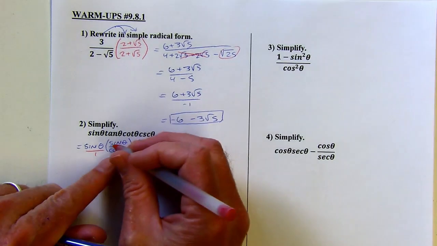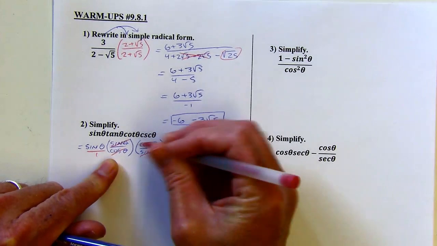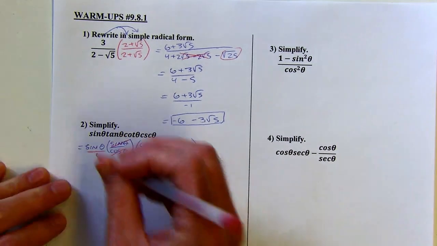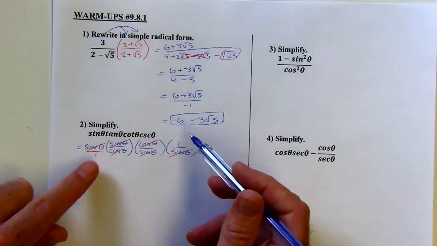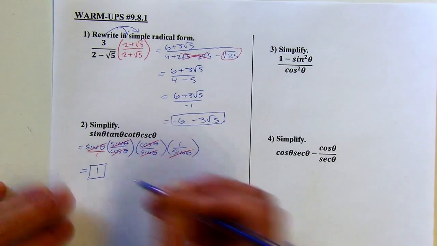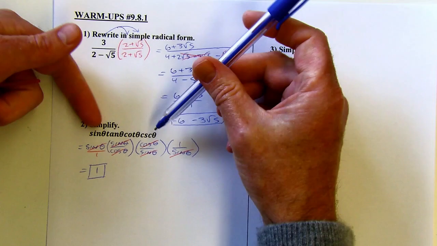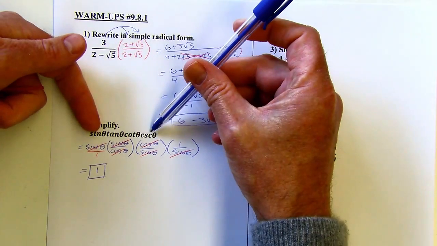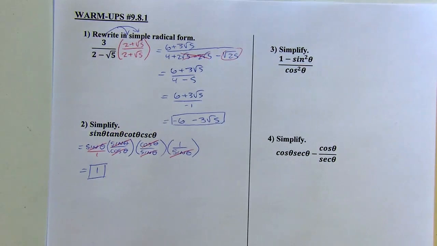So let's look at this. I've got a sine here and a sine there, so those are going to reduce. I've got a cosine here and a cosine there, those reduce. And then this sine and that sine reduce, and then there's nothing much left except for a 1 in the numerator and denominator. So this simplifies to exactly 1. Kind of makes sense because these are reciprocals, so those multiply to 1, and the 2 on the inside are reciprocals. They multiply to 1 as well.